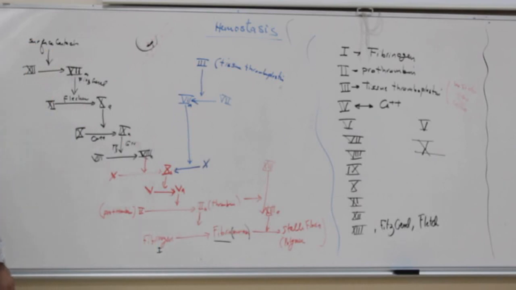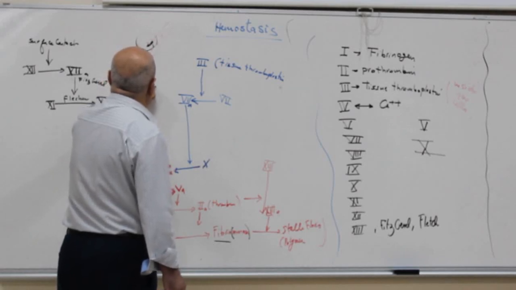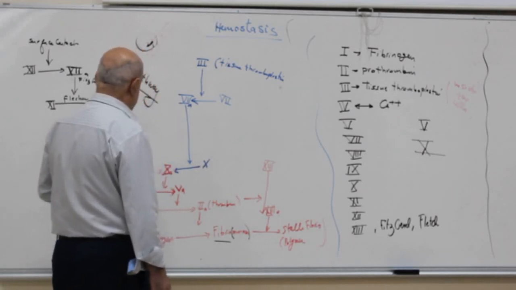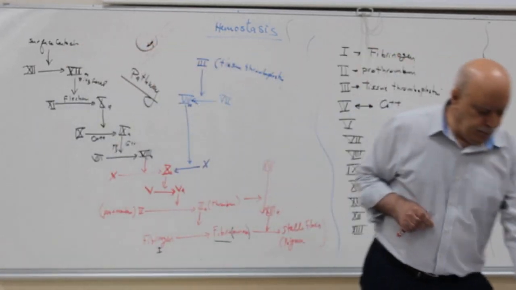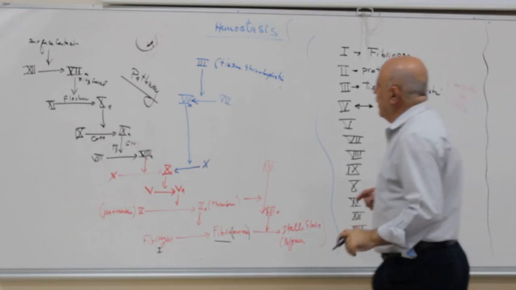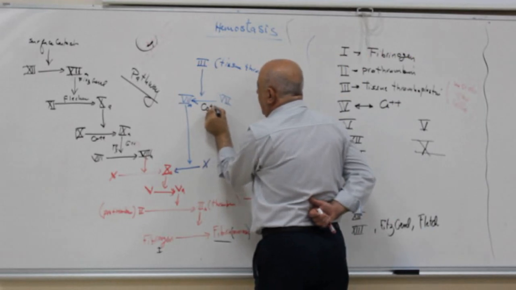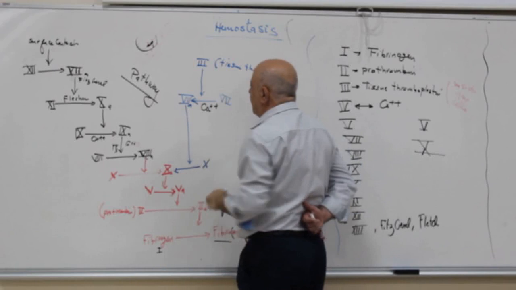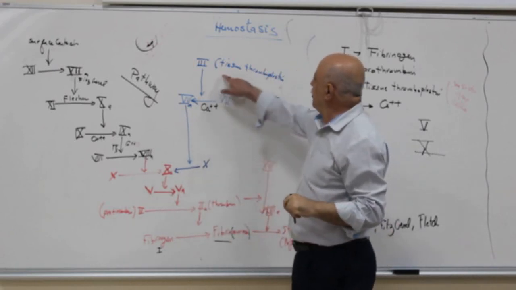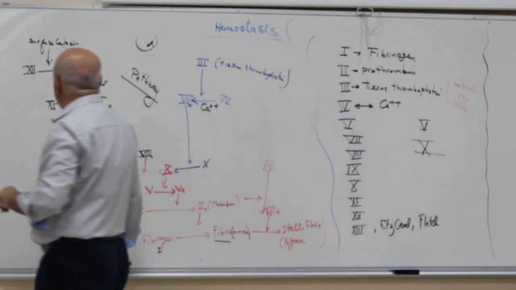The other pathway is... by the way, here I forgot to say, we require other factors in order for factor 7 to turn into factor 7A and be activated. In addition to the tissue thromboplastin, we need calcium. We need what? Calcium.